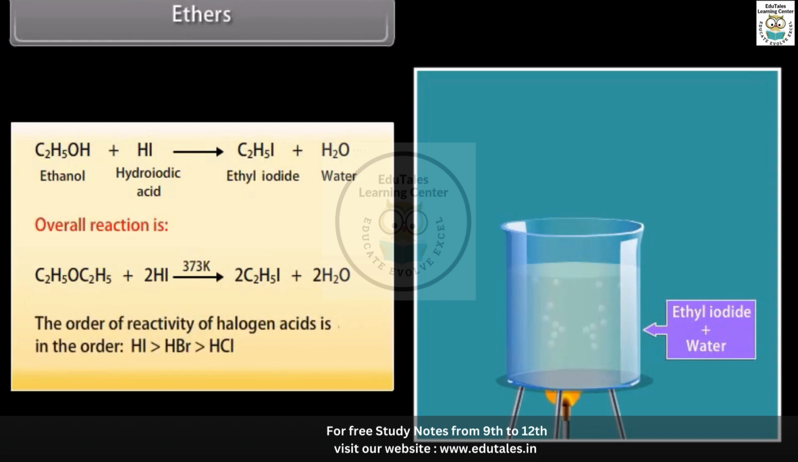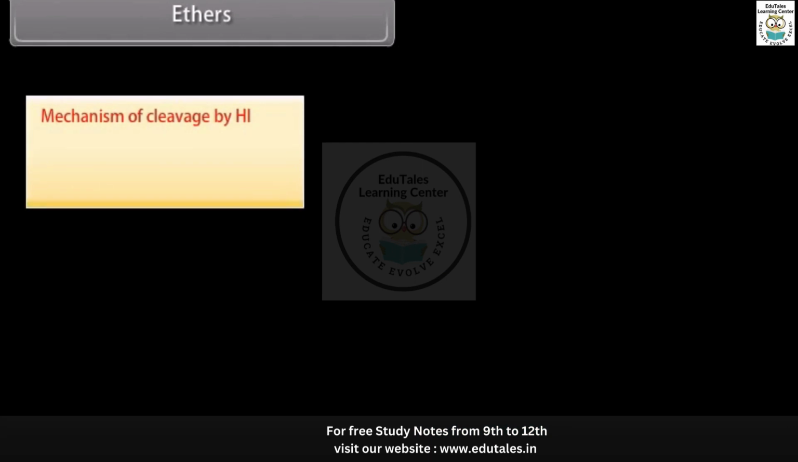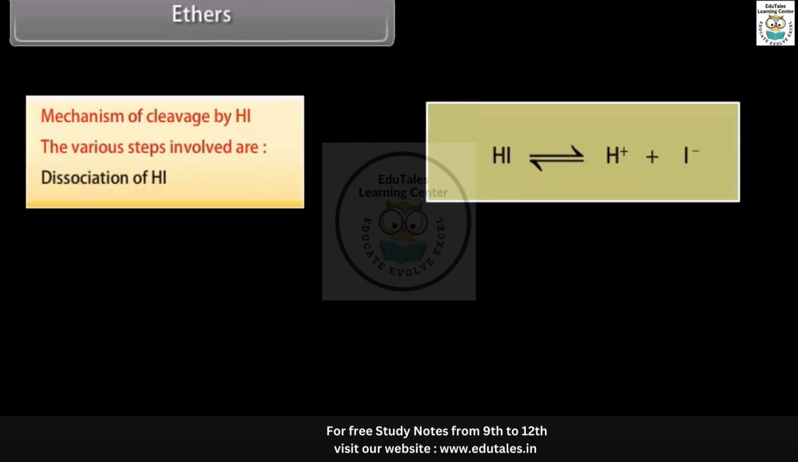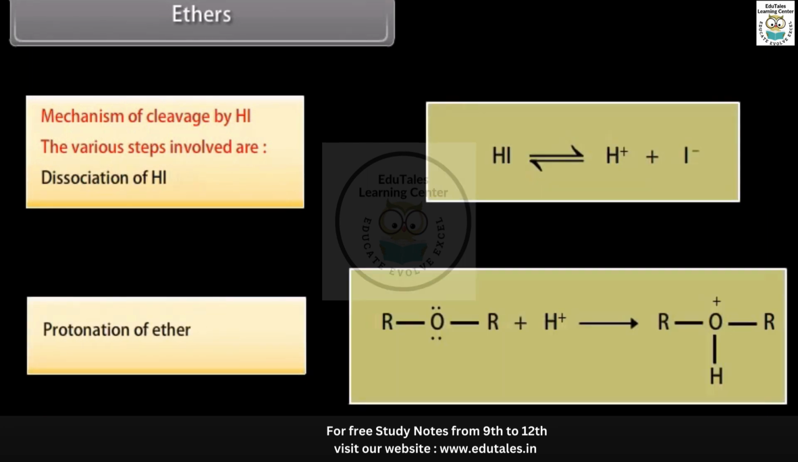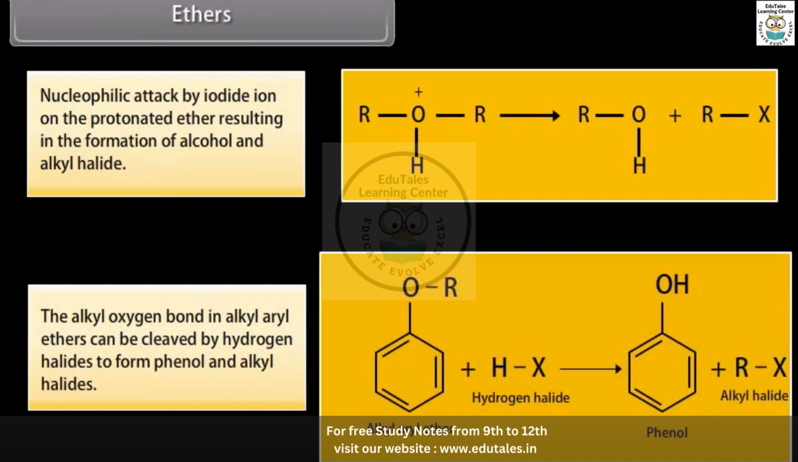The order of reactivity of halogen acids is hydrogen iodide, followed by hydrogen bromide, and then hydrogen chloride. Mechanism of cleavage by HI. The various steps involved are dissociation of HI, protonation of ether, and nucleophilic attack by iodide ion on the protonated ether, resulting in the formation of alcohol and alkyl halide. The alkyl-oxygen bond in alkyl aryl ethers can be cleaved by hydrogen halides to form phenol and alkyl halides.